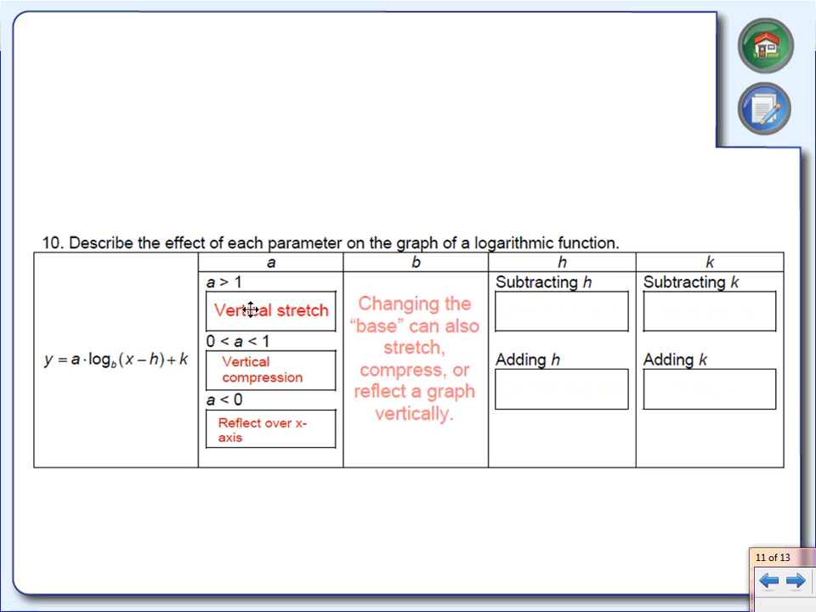it's going to do the same things. It's going to stretch vertically, it's going to compress vertically, and it can also reflect the graph, depending on what the number is. So it does the same thing as a. It stretches, compresses, and reflects.